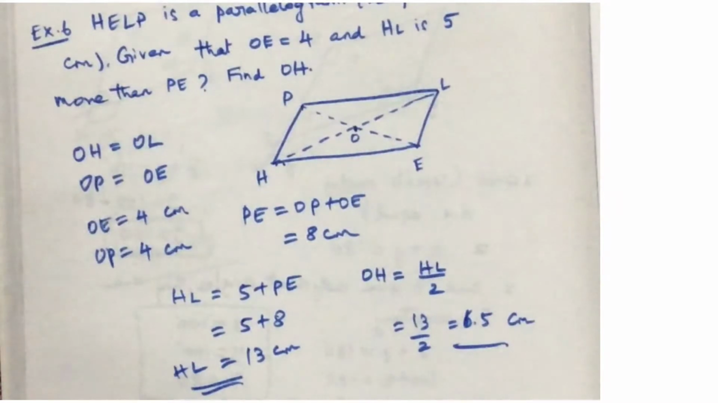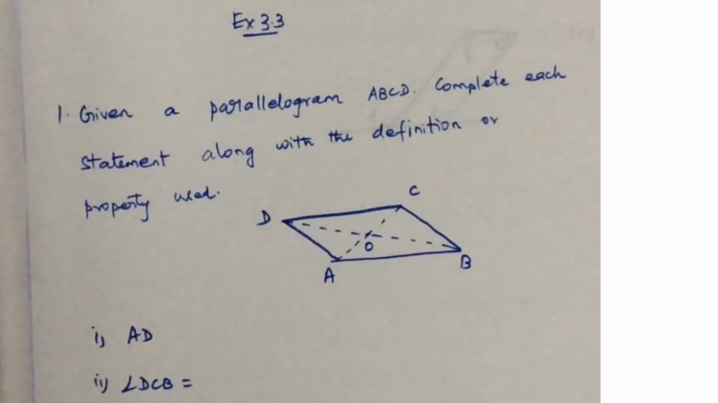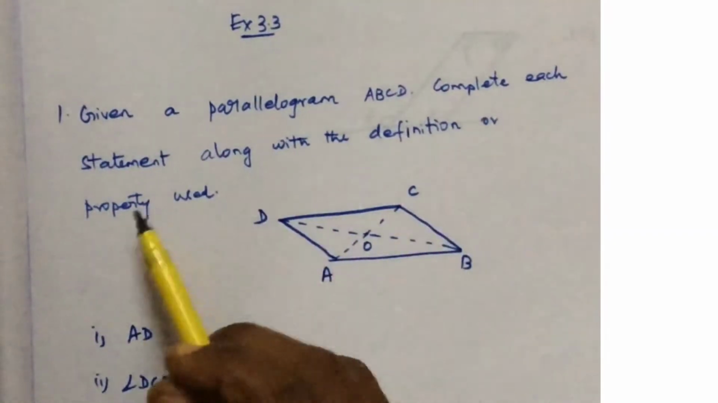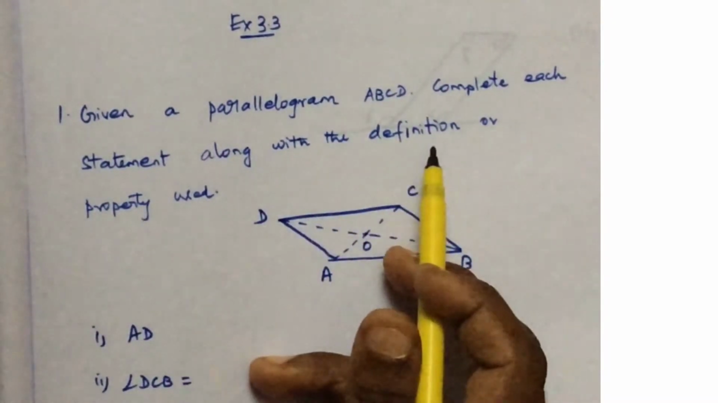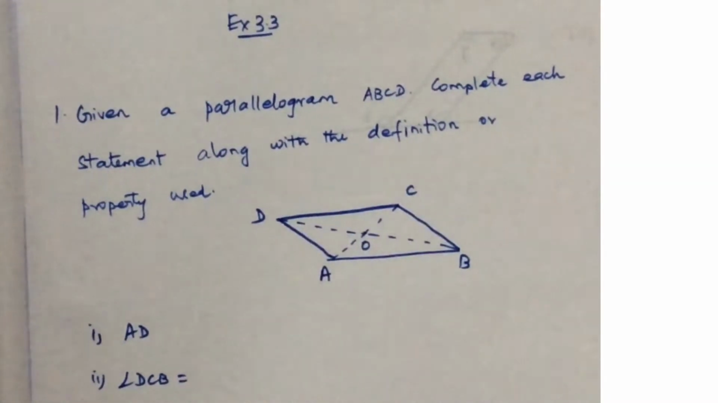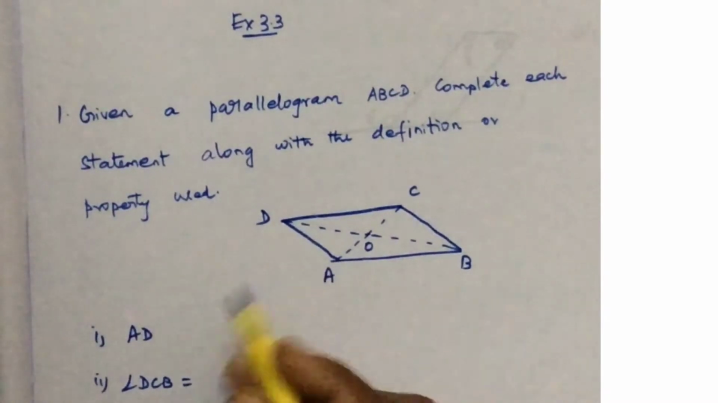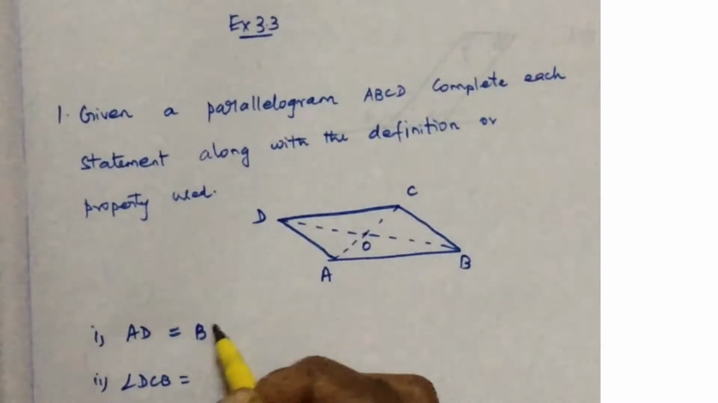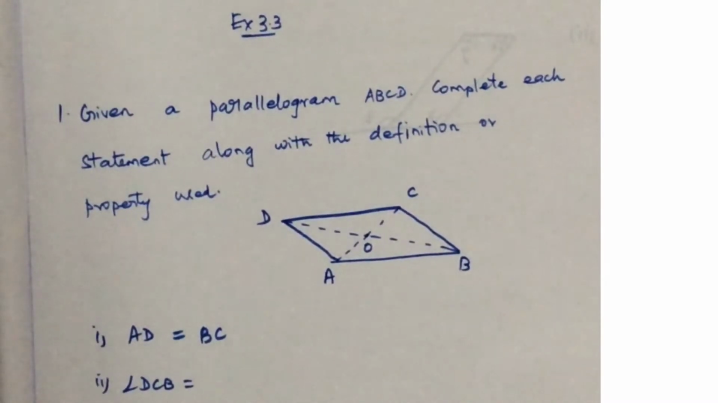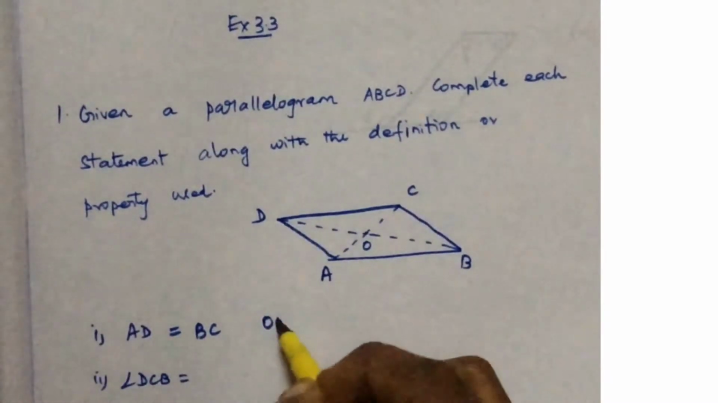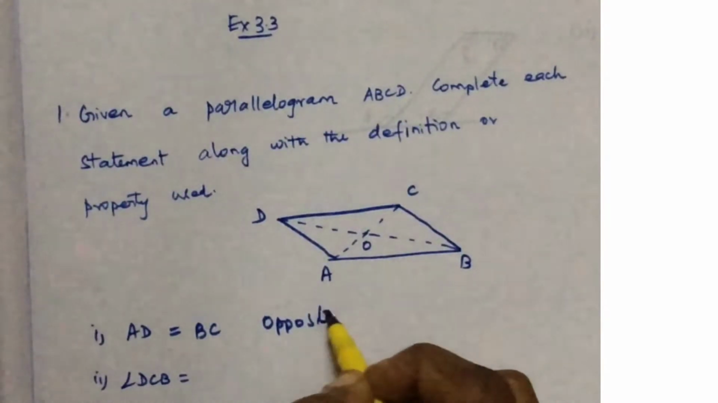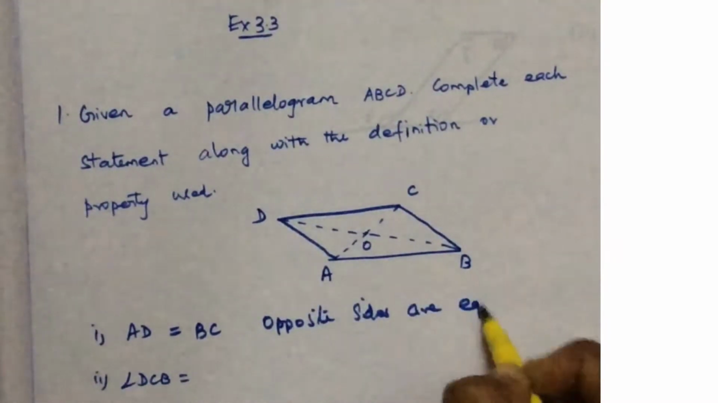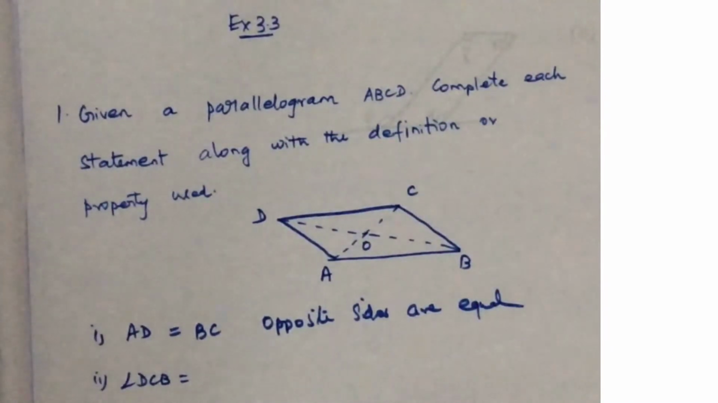Okay. Now we will start with exercise 3.3. Given a parallelogram ABCD, complete each of the statements along with the definition or the property used. What is AD? AD is equal to BC. Why is AD equal to BC? Because opposite sides are equal. In a parallelogram, opposite sides are equal.